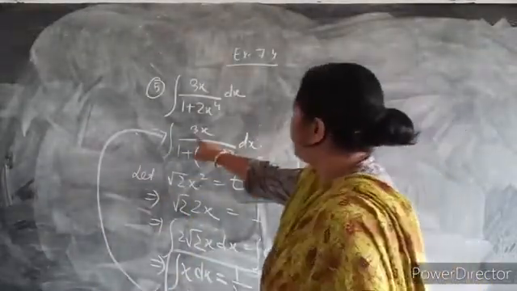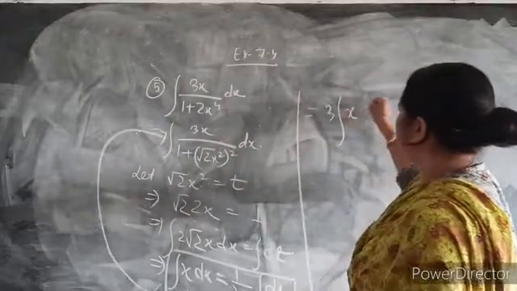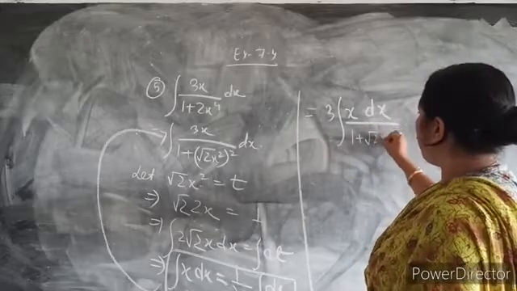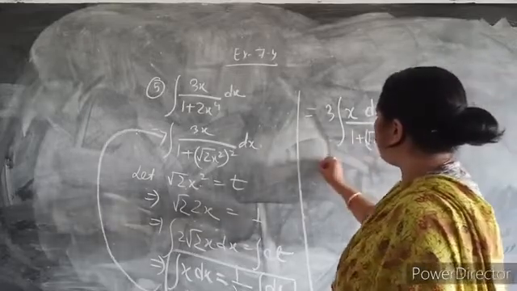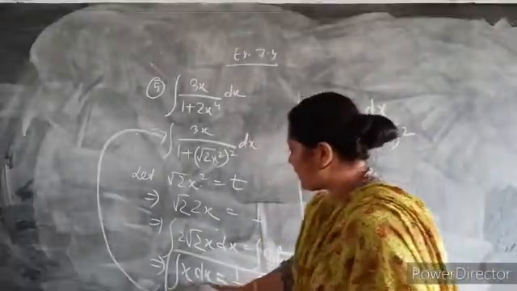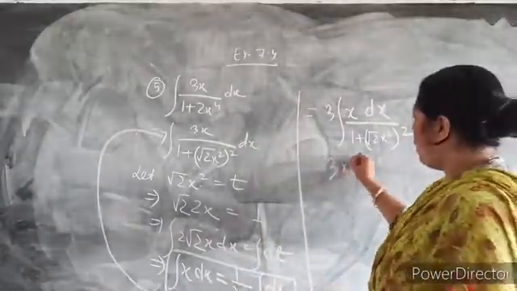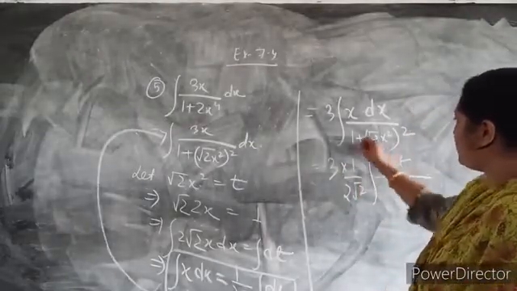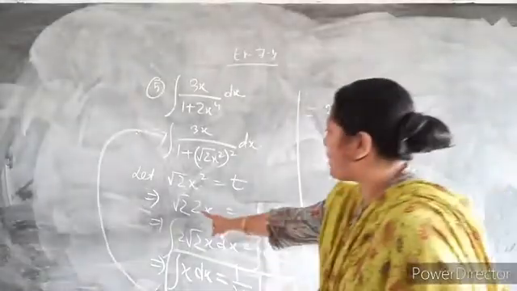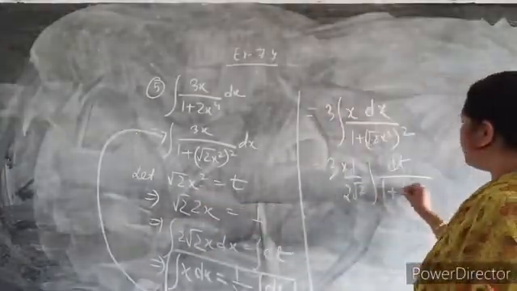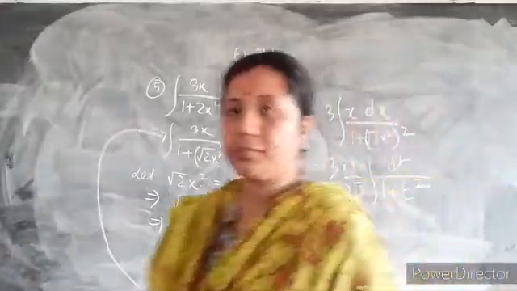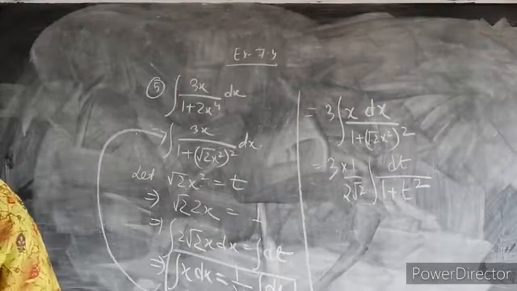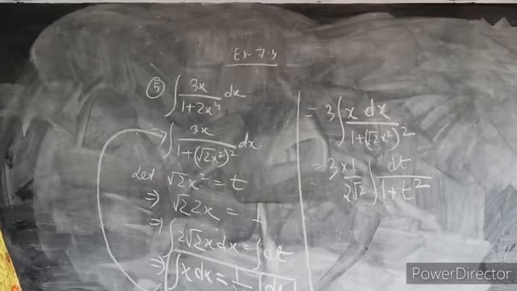Here I can bring this 3 outside the integration. That will be 3 times integration x dx upon 1 plus root 2 x squared squared. Now I have to substitute. Integration x dx will be converted into 1 by 2 root 2 dt upon 1 plus, since I have considered root 2 x squared as t, 1 plus t square.